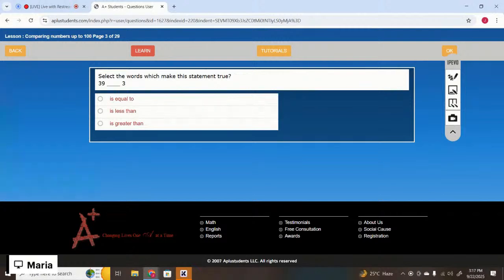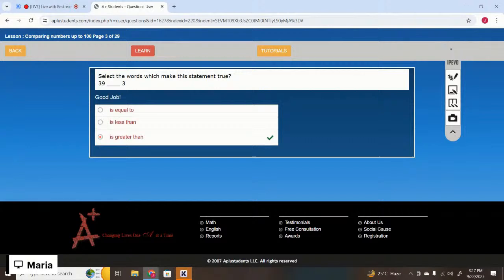Select the words which make the statement true. 39. When we count, we have 39 after 33, right? That means 39 is greater than 33. Option number 3 is the correct option.